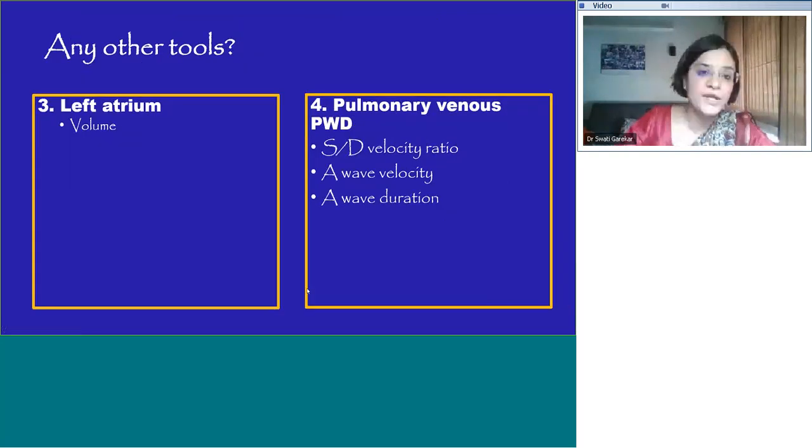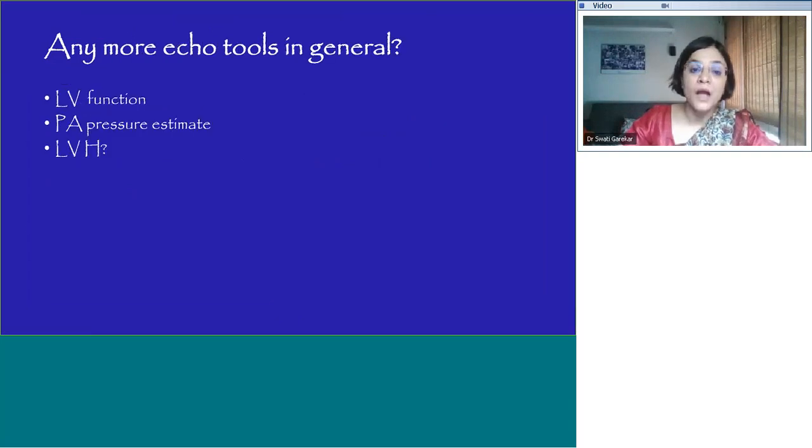Tool number 3, I allot that number to the left atrium and how its volume assessment affects us in diastolic dysfunction. Number 4 is pulmonary venous pulse Doppler. Other tools which are very essential, as essential. Number 1 is LV systolic function.